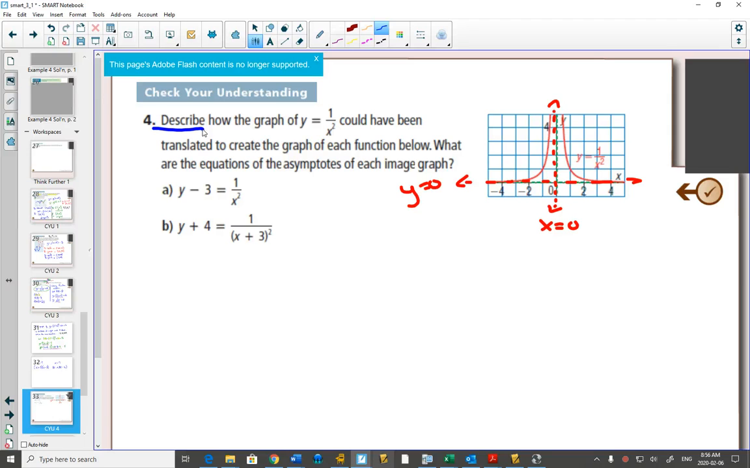And so for part A, again, I like to have the y by itself, so then I can look at my equation. Is there anything inside the function? Is there anything outside of the function? The only number we have is that plus 3, okay? And so that's going to translate it 3 units up.